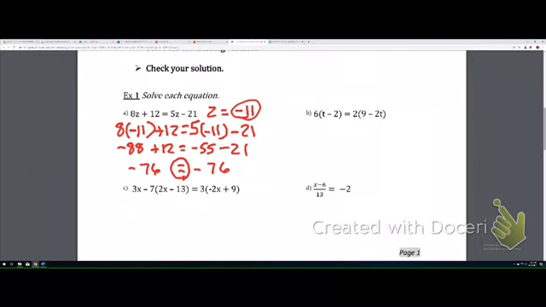So the next one we're going to do, we're going to follow the same process. First thing we're going to look and see is can we distribute anything. So in this one we can. We've got a 6 that can go to the t and go to the negative 2. And over here we have the 2 that can go to the 9, or the 2 that can go to the negative 2t. So we're going to distribute it all the way through.